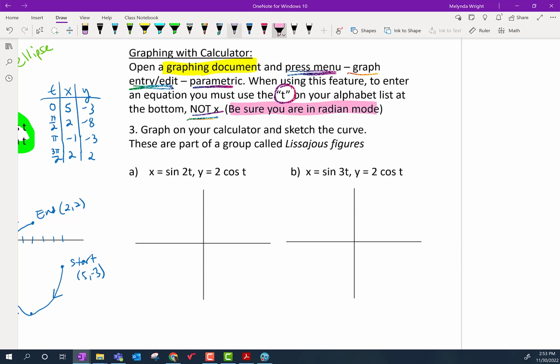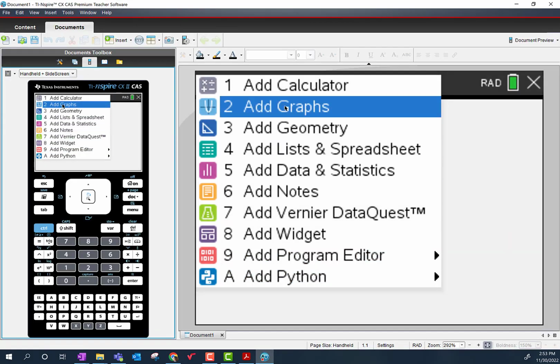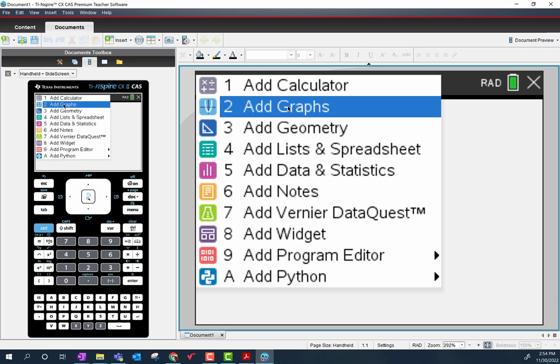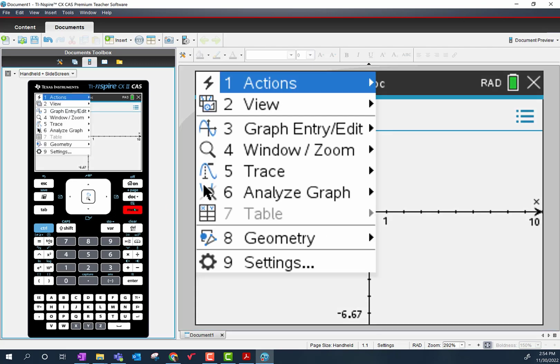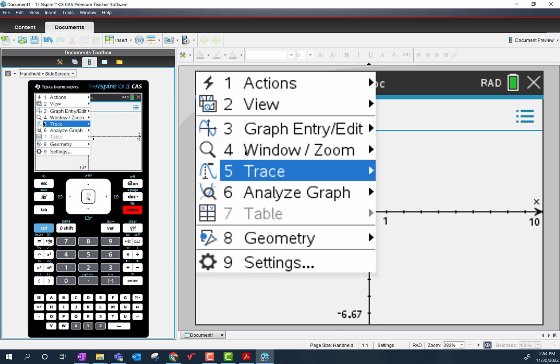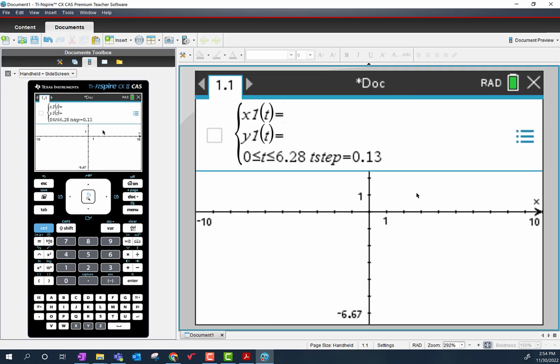Okay, so let me pull up the graph. So we are going to add a graphing page. So we click here, add graphing page. Now I'm going to go to my menu, and I'm going to go to number 3, graph entry. And I'm going to navigate to parametric, number 4. We're going to do parametrics. And it just pops this up for us.